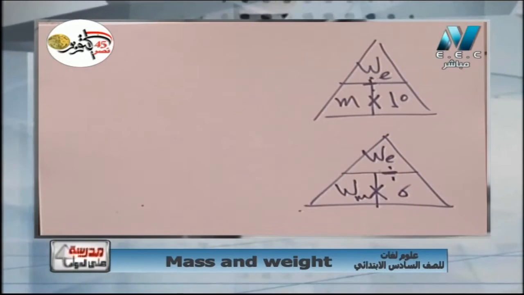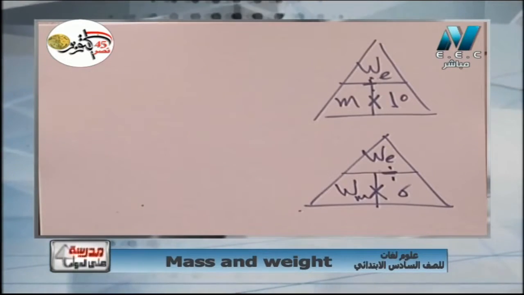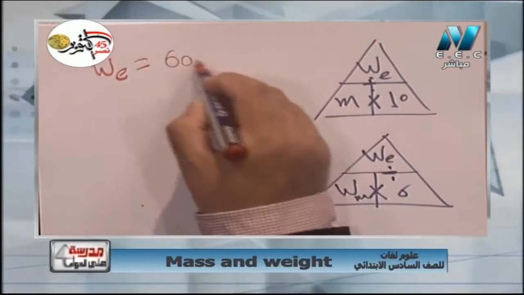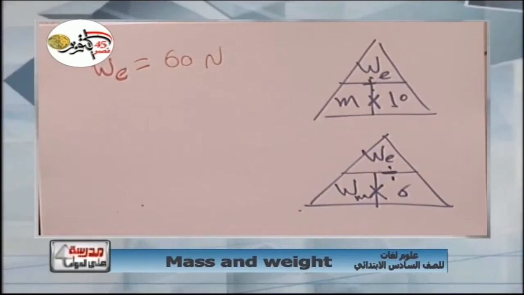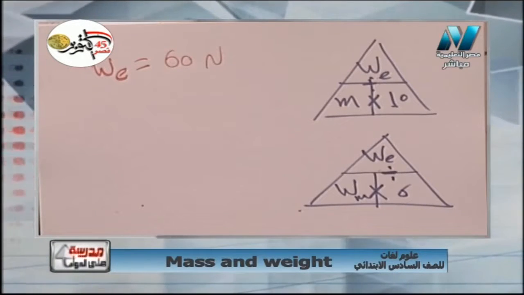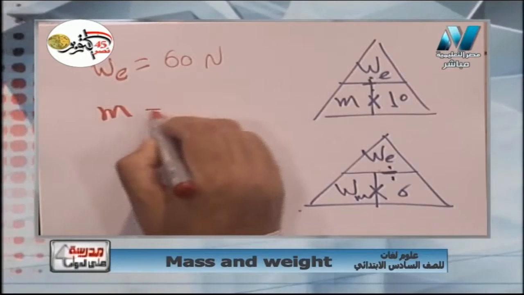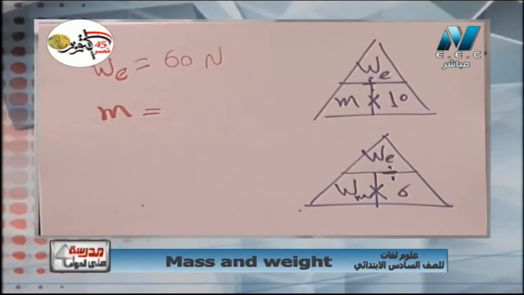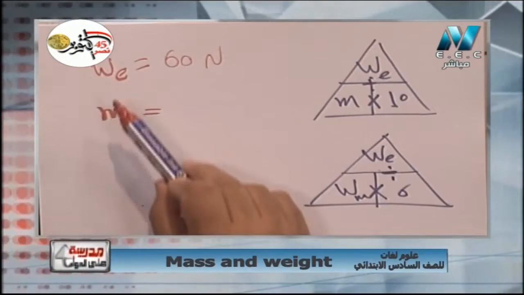So now what do I have in this problem? It says if a body of weight 60 Newton on the earth, it gave me the weight on the earth. So we write it at the start of the problem: weight on the earth equals 60 Newton. What is required of me? The mass of this body on the earth and on the moon.